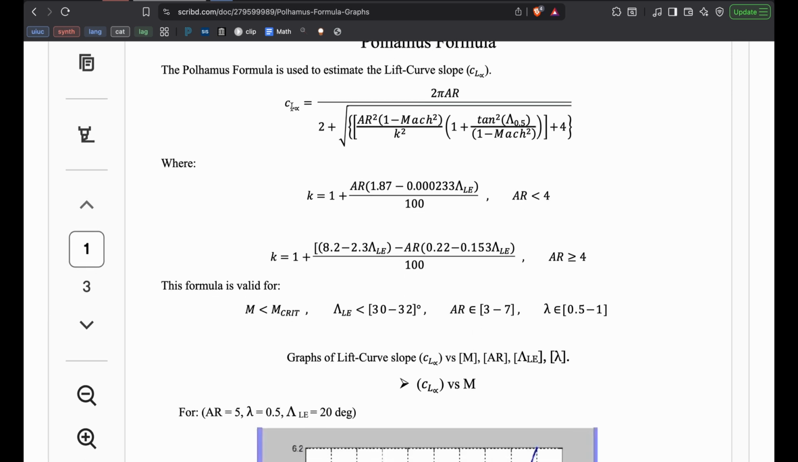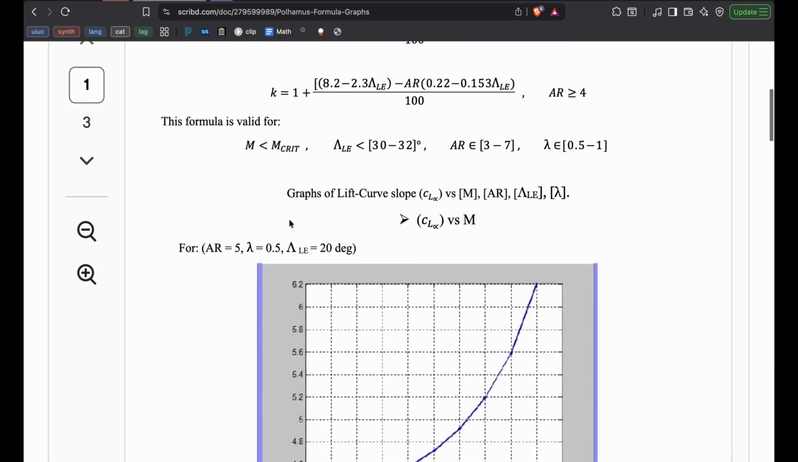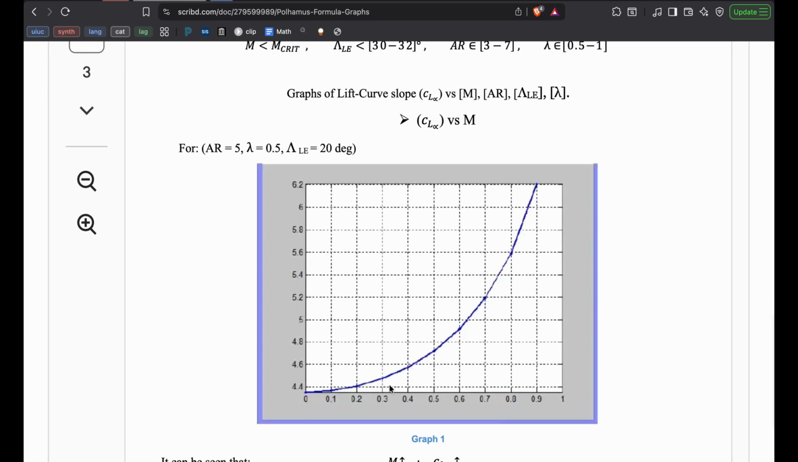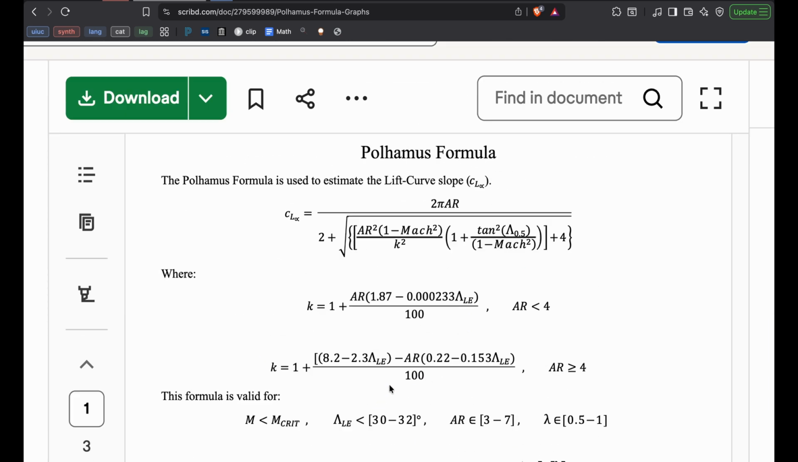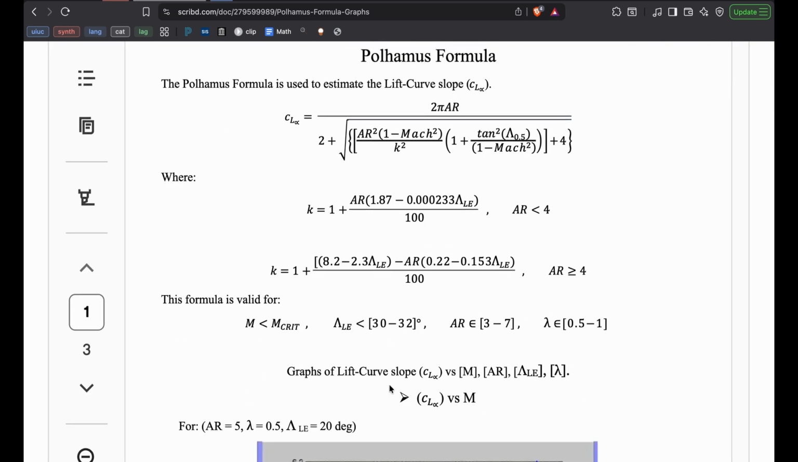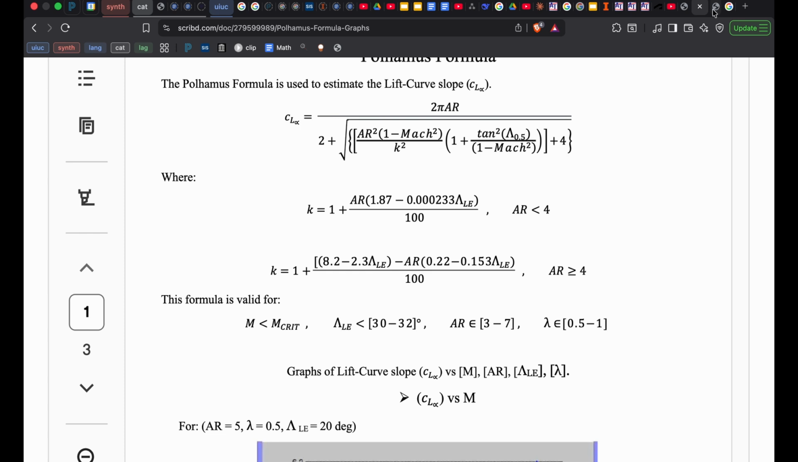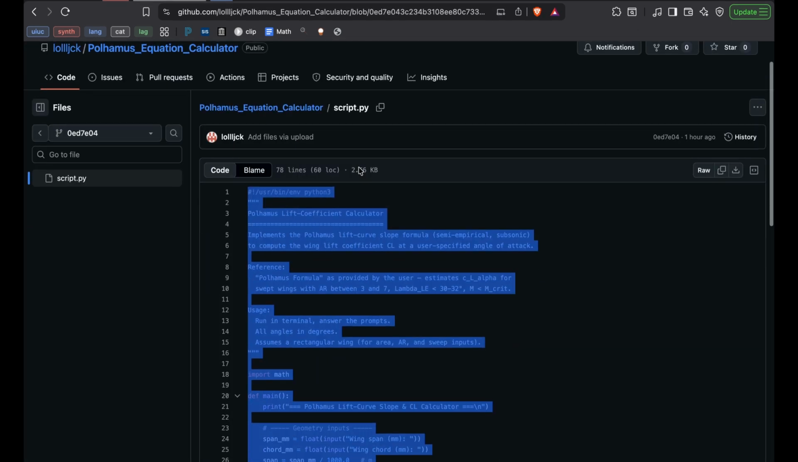So what this gives you is CL alpha. This basically means the slope of the coefficient of lift given a change in alpha. And you can easily find the coefficient of lift itself by using CL alpha times your change in angle. But what happens if you're not the best at math? And plus, this calculation is very time consuming. Fear not, I've made a GitHub repository where I use Python to make a Polhamus equation calculator.